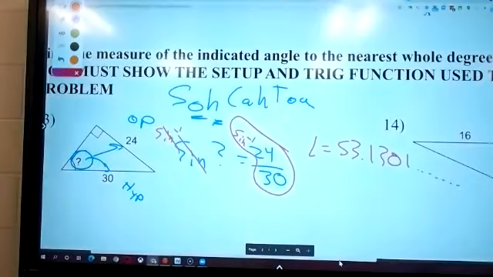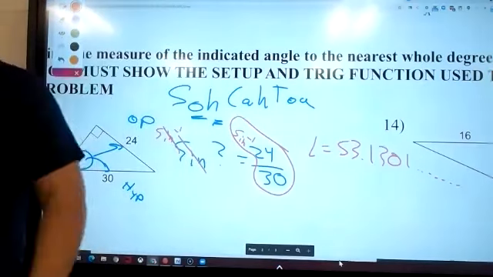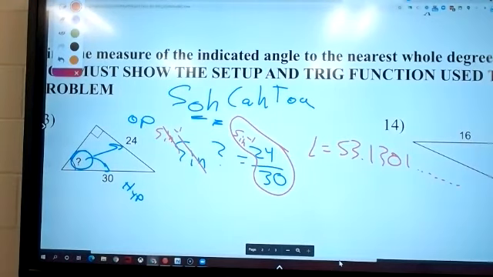Now, what did we talk about last time? Leave all the decimals in the calculator, right? So that when you do the inverse sine, it gives you the correct decimal. So if it says to round to the nearest tenth or round to the nearest hundredth, you can, right?